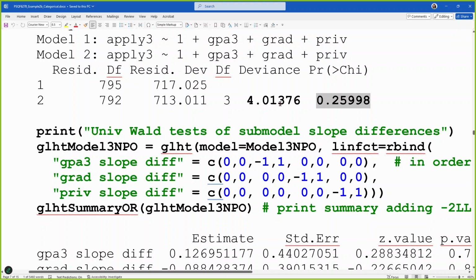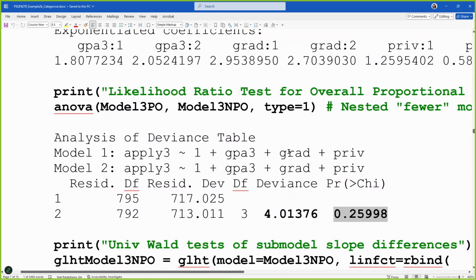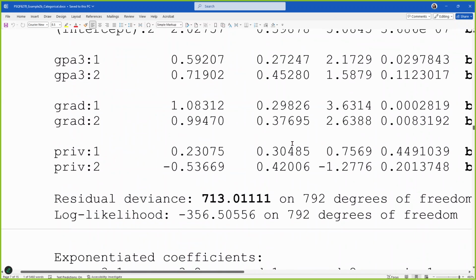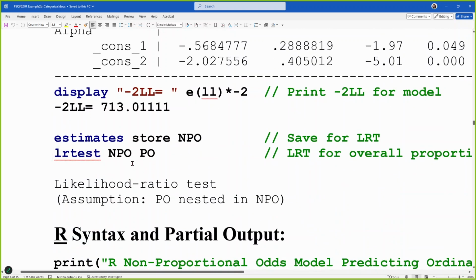So we always put the simple model, the proportional odds model, first. Yes, more generally, it is the model with fewer parameters. The simpler model goes first. The more complex model goes second. In R, okay? In R. However, in Stata, it's backwards. In LR test in Stata, it's more and then fewer. Just for fun.